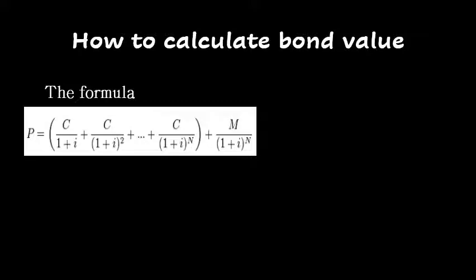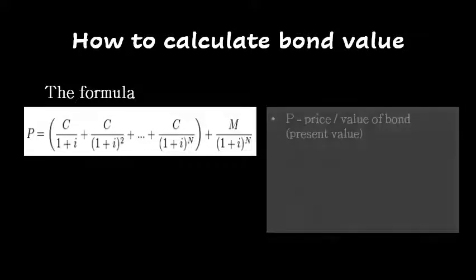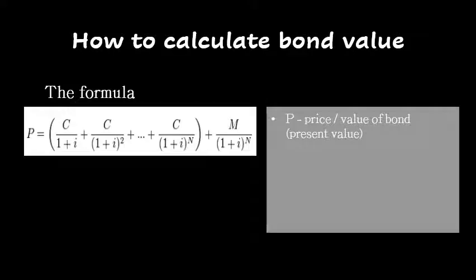So the formula is like this, where P is the price or value of the bond at present, or its fair value as at that date. N is the periods until maturity, or number of payments.